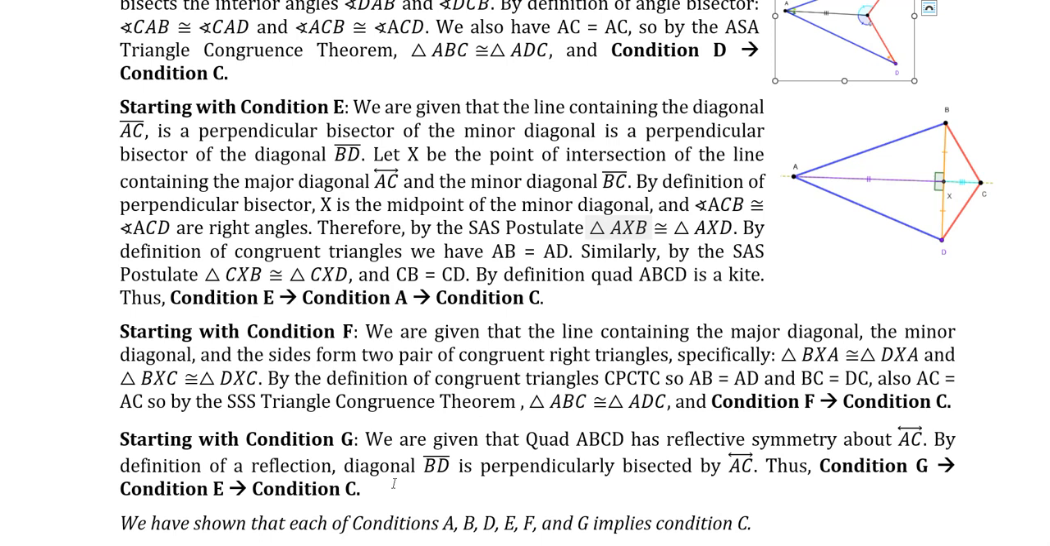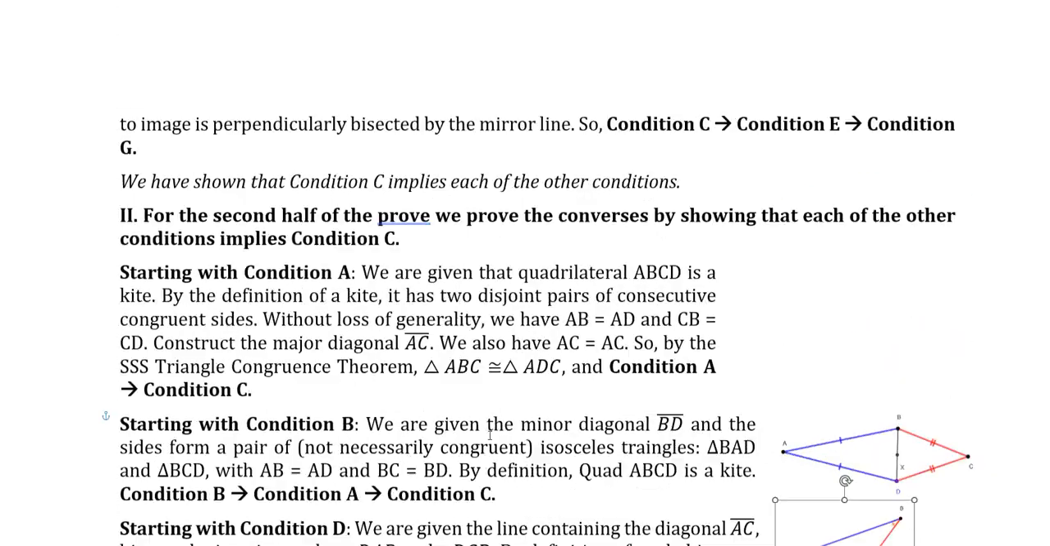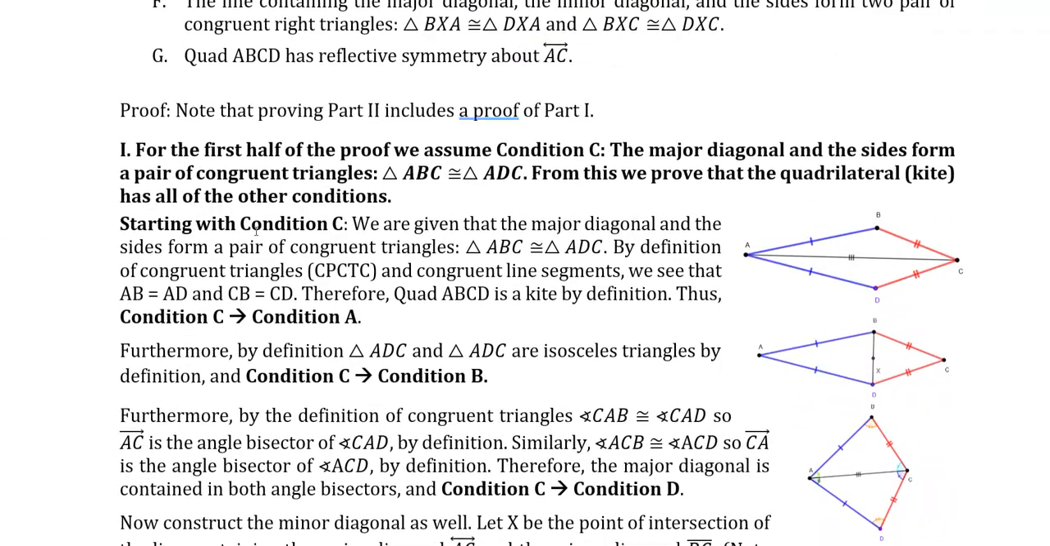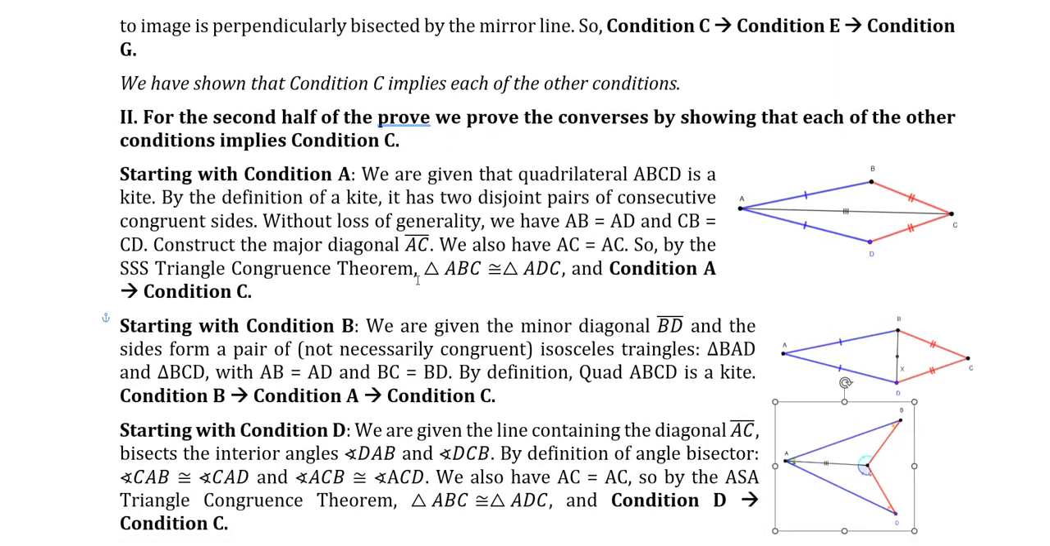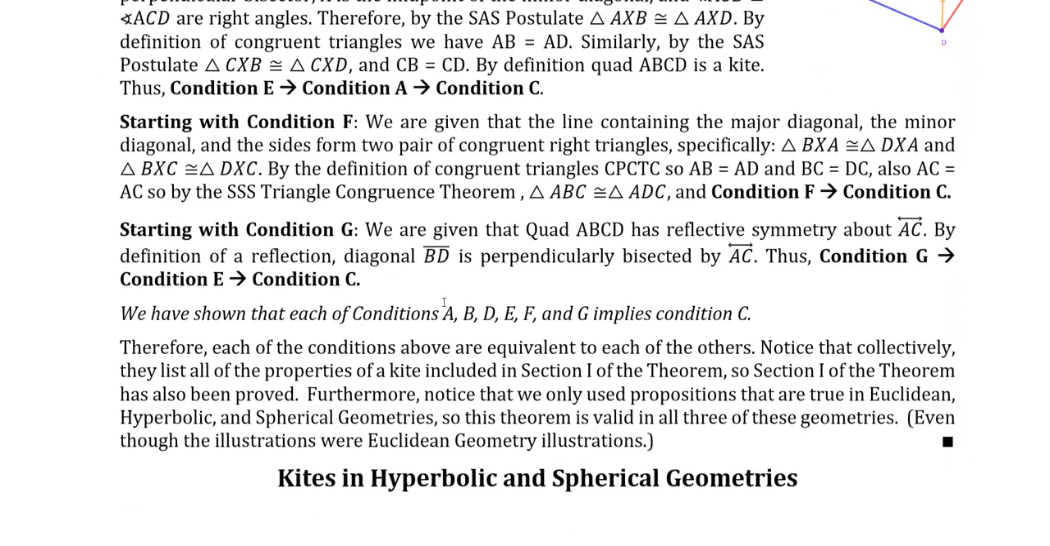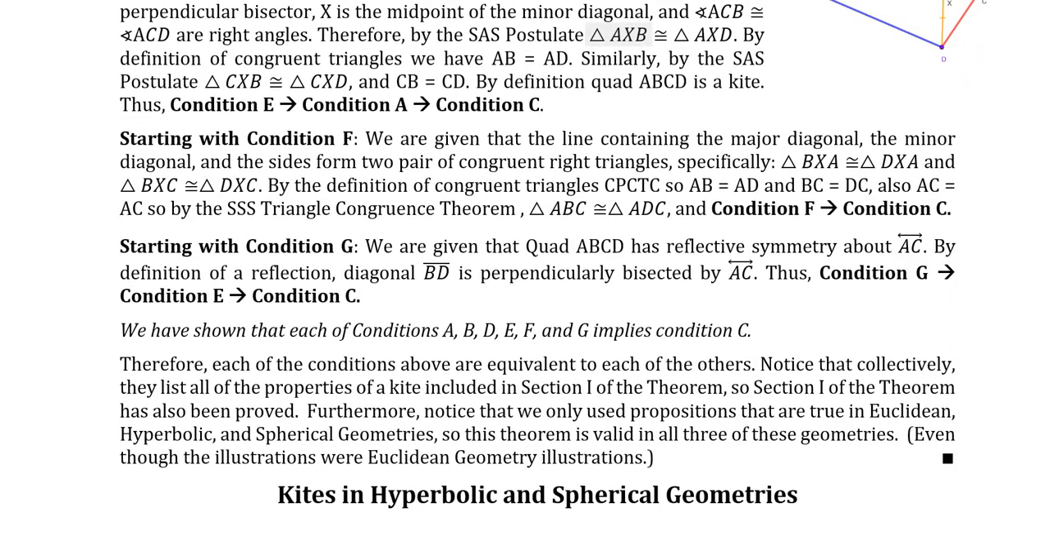So notice in every case we're going by way of congruent triangles. Up here in part 1 we started with congruent triangles with a reflection and showed that we could get all the other properties. Down here we took each set of these properties and showed that we could get our congruent triangles. So all these conditions are equivalent to each other, and notice that collectively they list all the properties of a kite included in section 1 of the theorem, so section 1 of the theorem has also been proved. Furthermore, notice that we only used propositions that are true in Euclidean, hyperbolic, and spherical geometries, so this theorem is valid in all three of these geometries, even though the illustrations were only for Euclidean geometry.